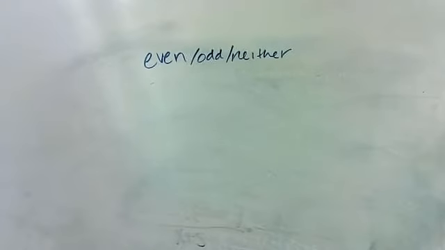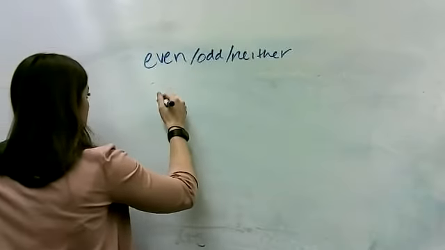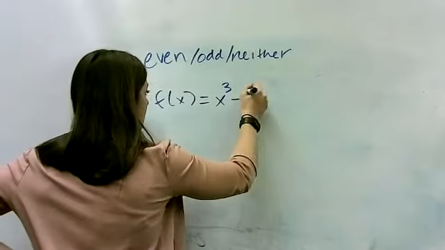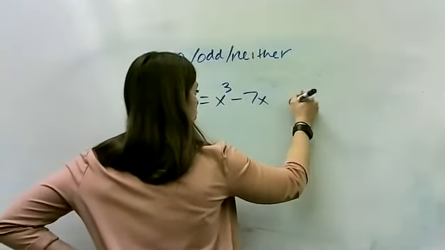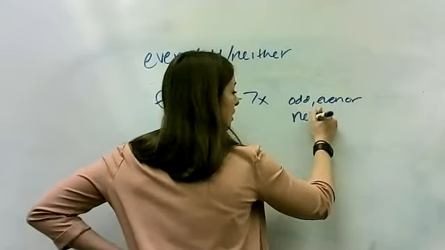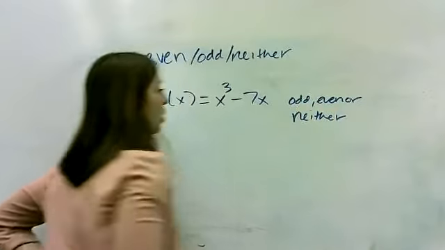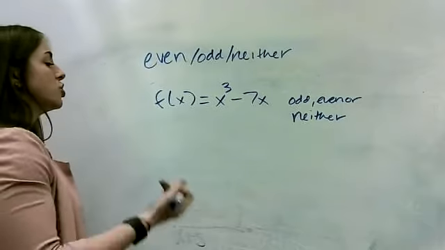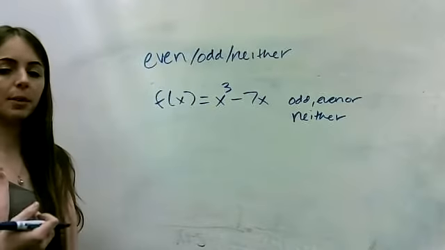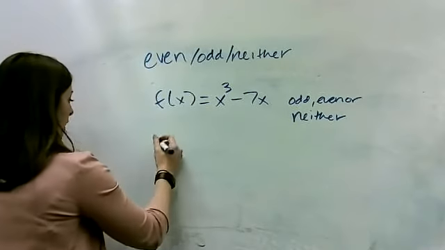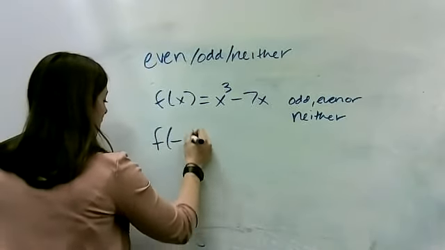So I'm going to ask you to prove if f of x equals x cubed minus 7x is odd, even, or neither. Okay, is this function odd, even, or neither? The way that we do this is we always start by trying to put in a negative for that x. So I say f of negative x.